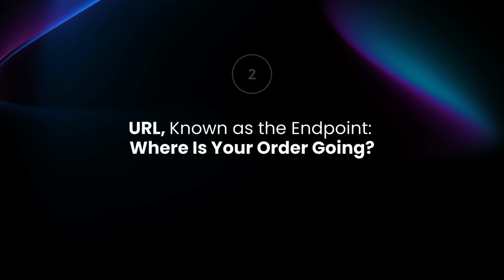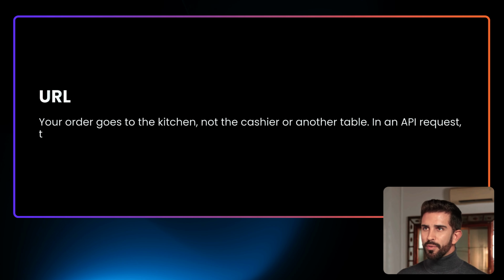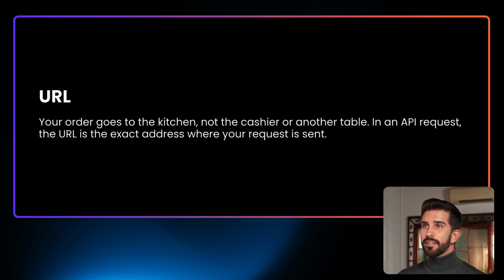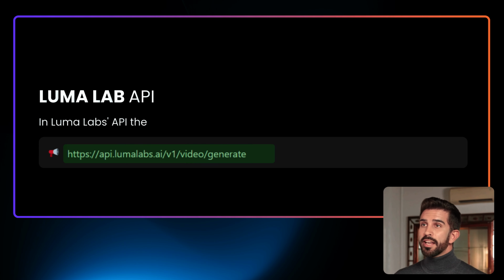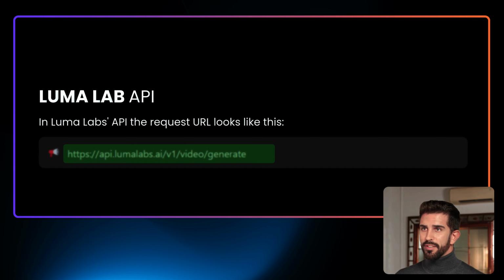2. URL, known as the endpoint. Where is your order going? In a restaurant, your order goes to the kitchen, not the cashier or another table. In an API request, the URL is the exact address where your request is sent. In Luma Labs API, the request URL looks like this.